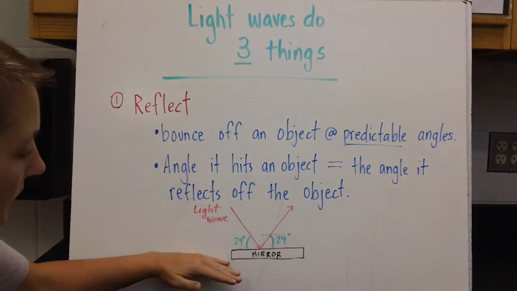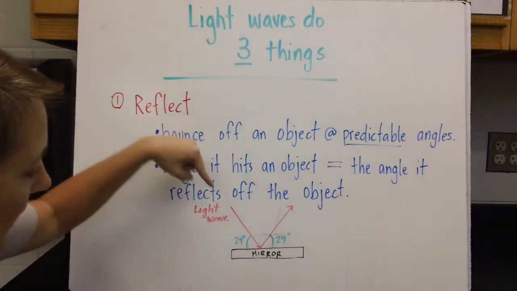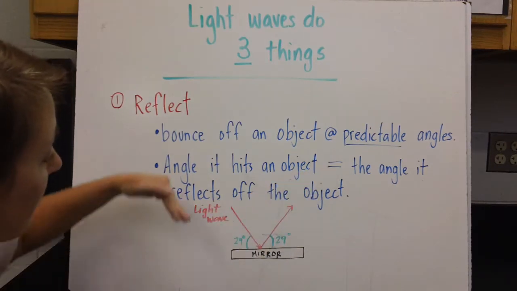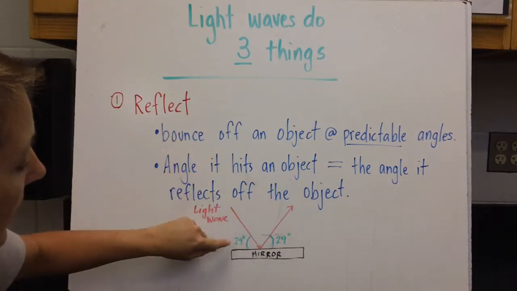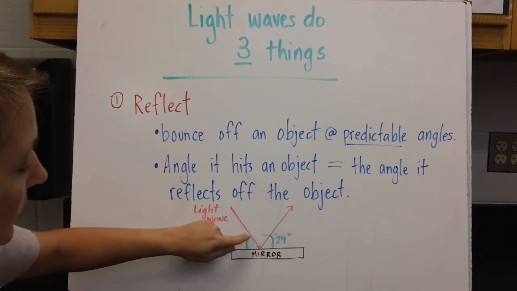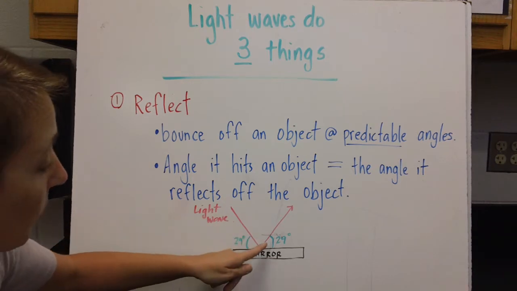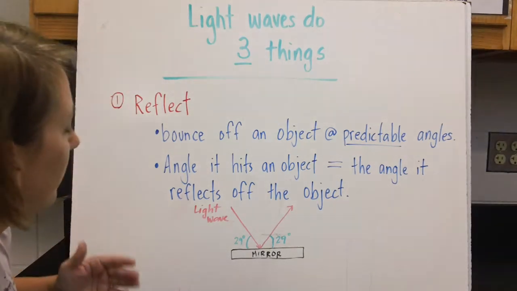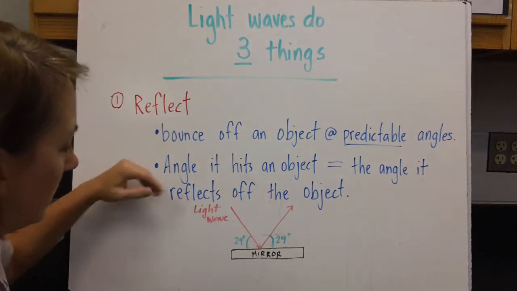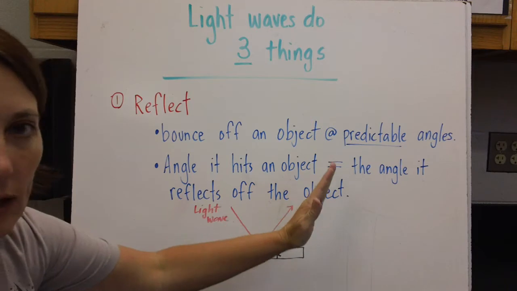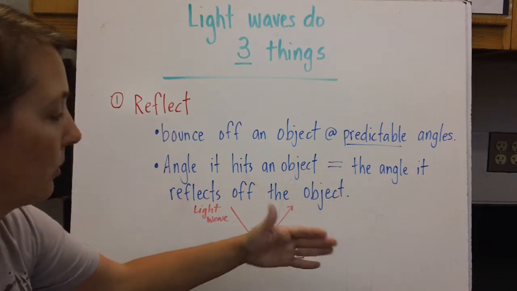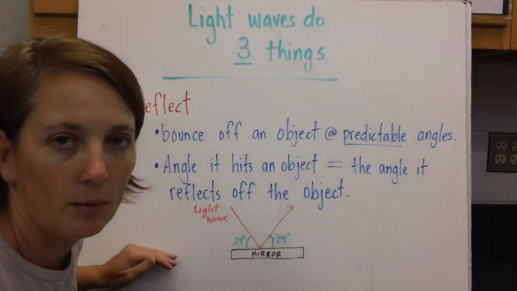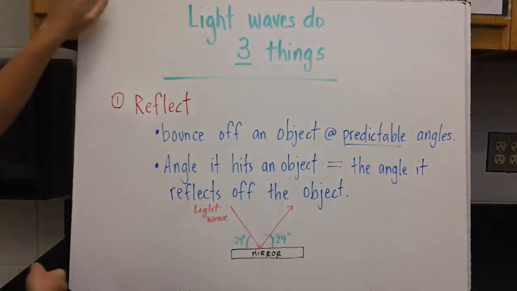And what I've drawn down here is a mirror. We have our red light wave coming into the mirror, and you can see that it is bouncing off. If the light wave hits the mirror at a 29-degree angle, which is this angle right here, it will bounce off at a 29-degree angle. You have to know angle in equals the angle out. Very, very predictable. We're going to do some lab work this week, really focusing on being able to understand this concept.